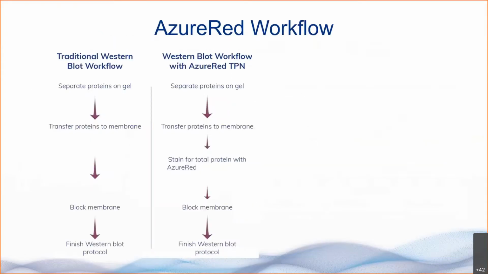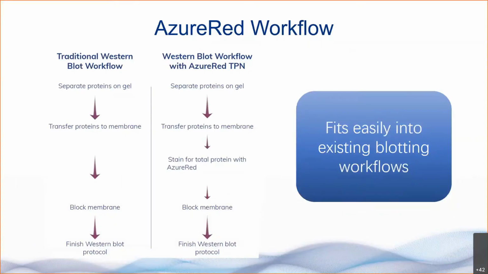Okay. So how does the Azure Red fit into your workflow? You have your traditional workflow that you normally would do: separate your proteins, transfer them onto the membrane. Then all you're doing is adding one step that adds about 30 minutes, which is your total protein stain with Azure Red. Then you will block, and then you'll finish your Western blot protocols as you normally do. So you can see it fits very easily into your workflow with no major changes.